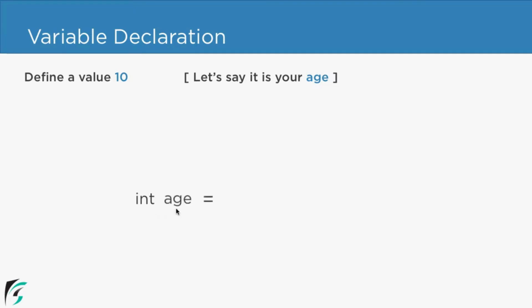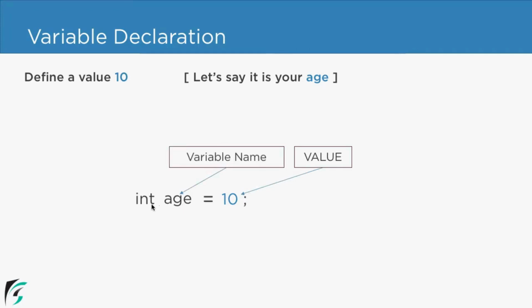Now the question arises how to declare a variable in Dart. So for that, let us take an example. Suppose we need to define a value of 10, let's say it is your age. So for that, in Dart the syntax is very similar to that of Java. We use the keyword of int for the integer, followed by the variable name equal to the value and then the semicolon. Perfect. So this 10 will be the value, this age will be the variable name, and this integer will be the data type.